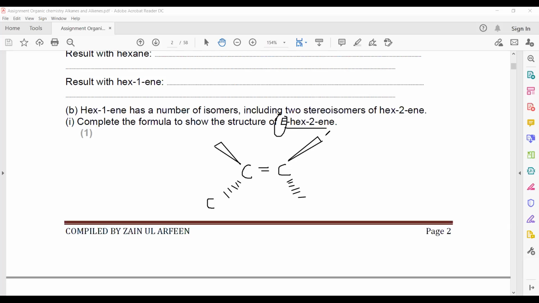So 1, 2, 3 are already there. 4, 5, 6. And then this will have hydrogen. This will also have hydrogen. Now we complete the structure. This will have 3 hydrogens. This will have 2 hydrogens because 2 bonds, 2 hydrogens, and 3 hydrogens. So you can see this will become E-hex-2-ene.